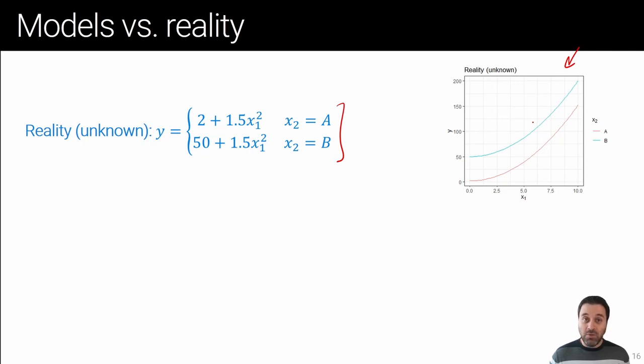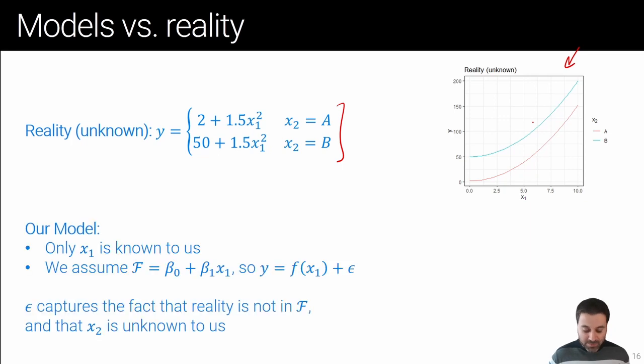Now, we want to build a model of this relationship. The first thing we have to do is make an assumption or a best guess about the class of models. So let's say we only have knowledge about x1. We have no idea about x2. So our class of models is going to have only one independent variable. Let's say we assume a linear model. So our class of models, the capital F, is beta 0 plus beta 1 times x1. So we only have knowledge about one variable, and this is its relationship with y. So our model looks something like this.